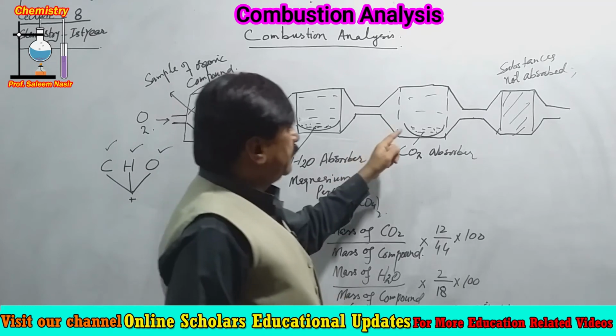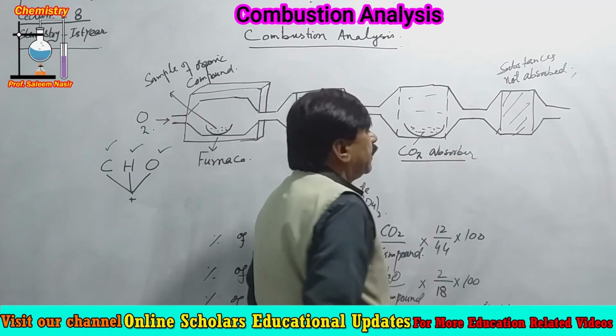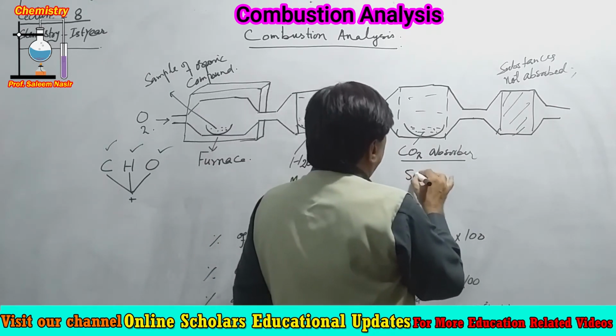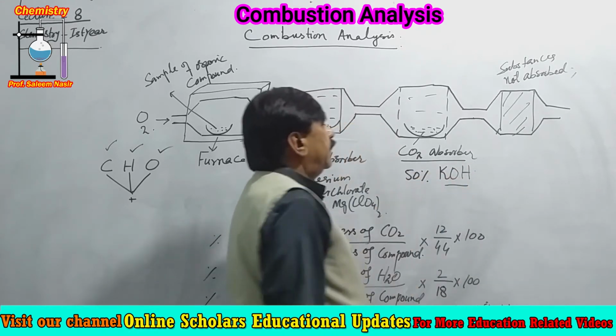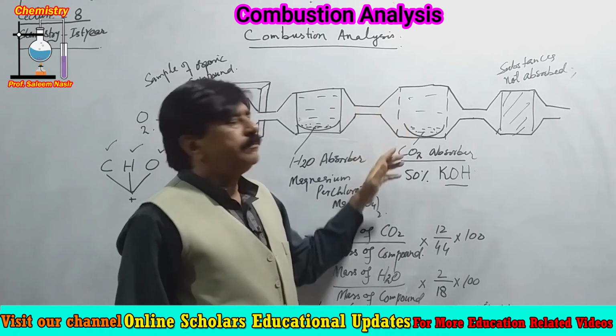Next, our next chamber is the carbon dioxide absorber, and that absorber is 50% potassium hydroxide. Its weighed amount is placed in that chamber.